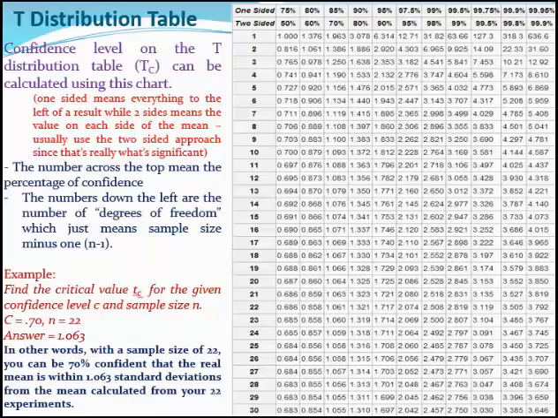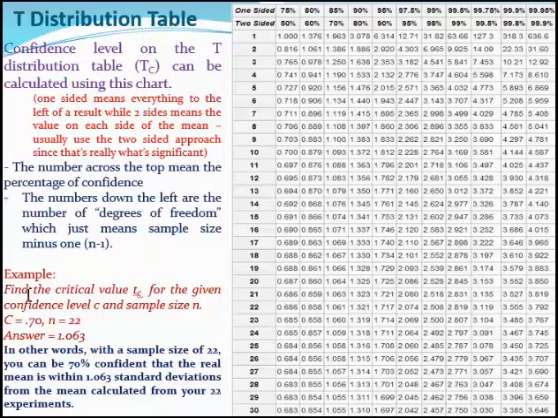Okay, so you look at what you want in terms of your confidence interval. You then look at your n minus 1, your degrees of freedom, and you determine how many standard deviations away from the mean you have to be.